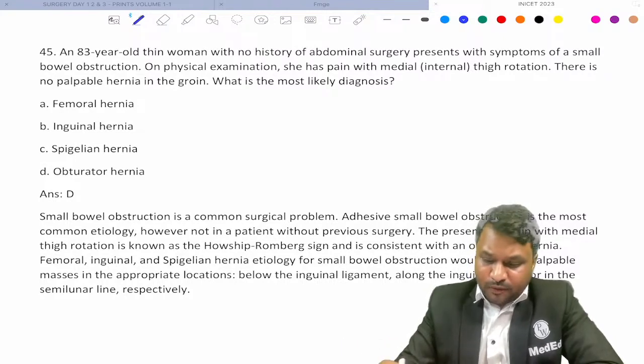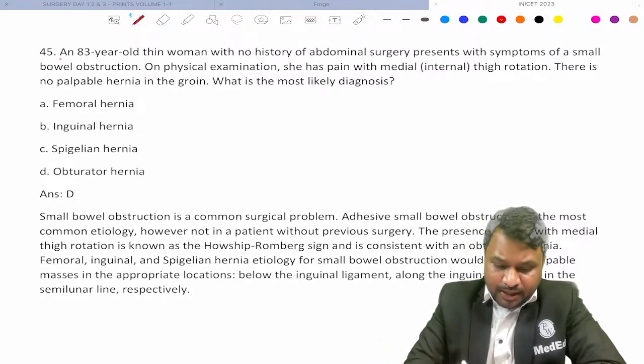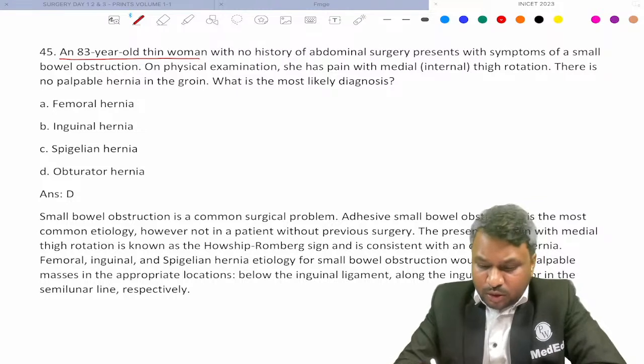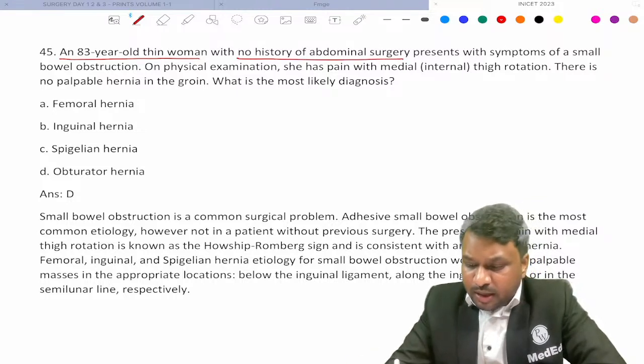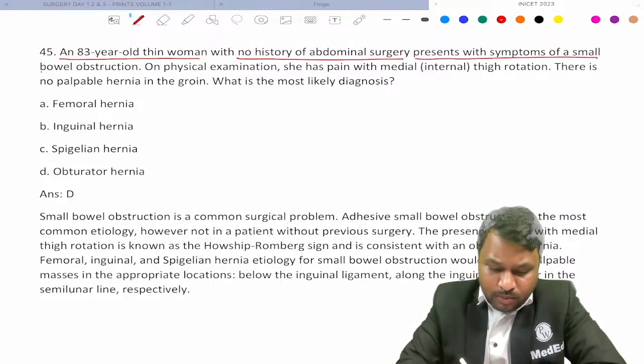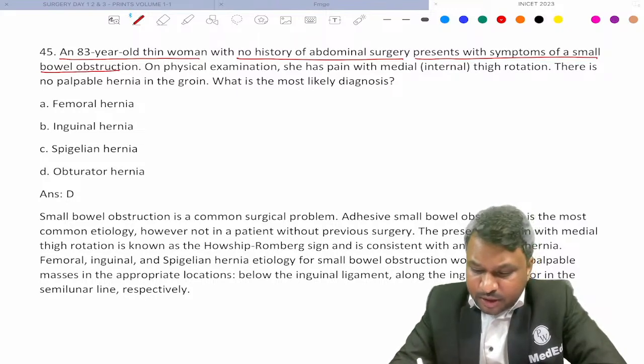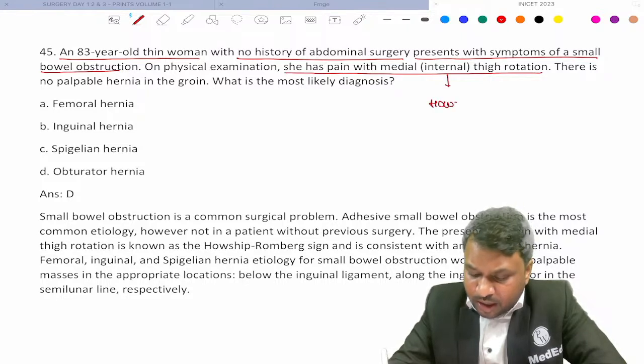Now, question number 45. An 83-year-old thin woman, no history of abdominal surgery, presents with symptoms of a small bowel obstruction. On examination, there was pain with medial thigh rotation, and this is what we call the Howship-Romberg sign.